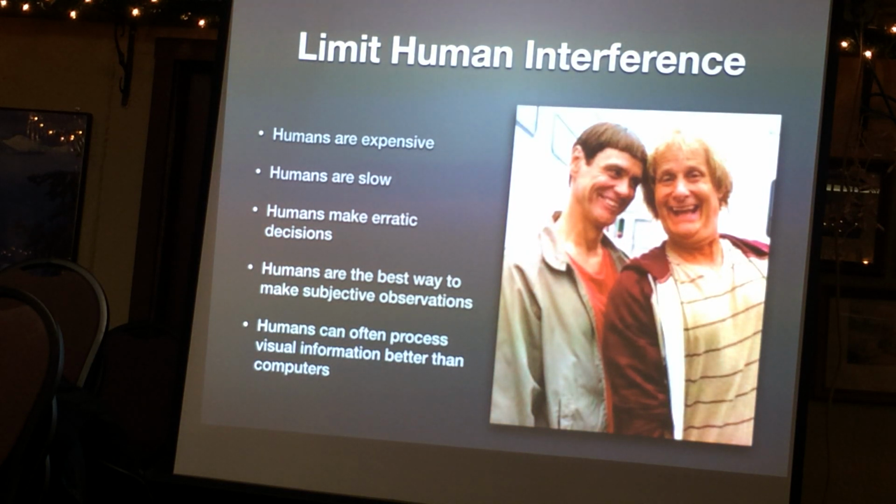Humans make erratic decisions, as we talked about. On a given day, they might rate one thing one way and another thing another way. So if you can figure out a way to have the machine analyze it and give you a result, you're going to get a much better result out of it. However, humans are way better at making subjective decisions. If you need to measure something subjective rather than objective, a human's going to be much better at that.